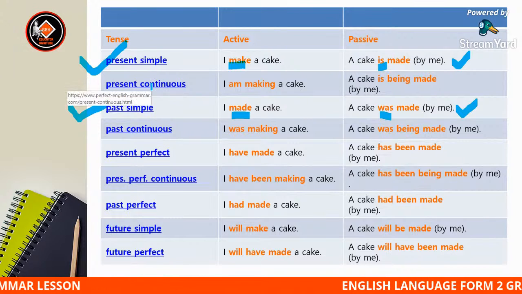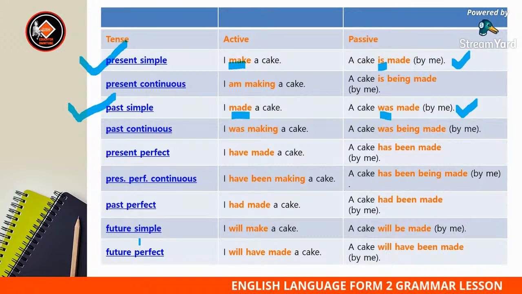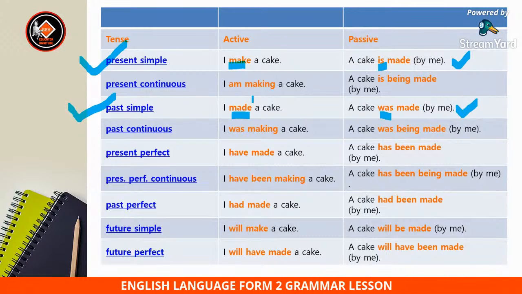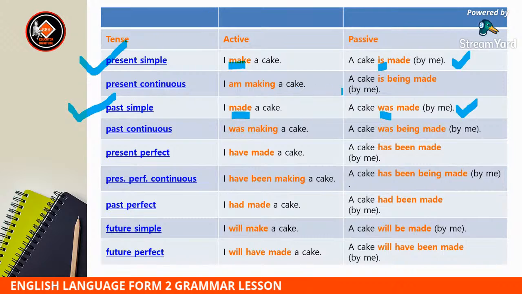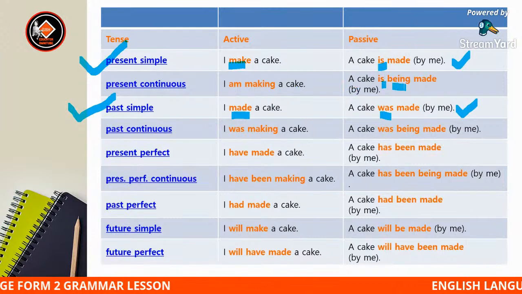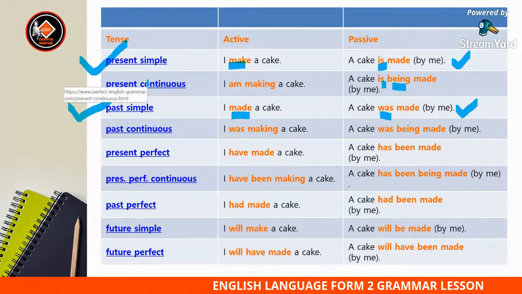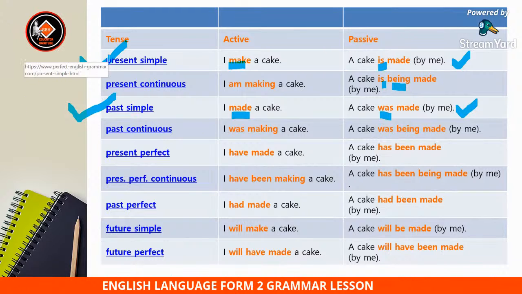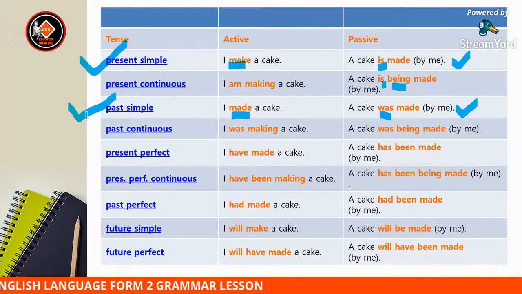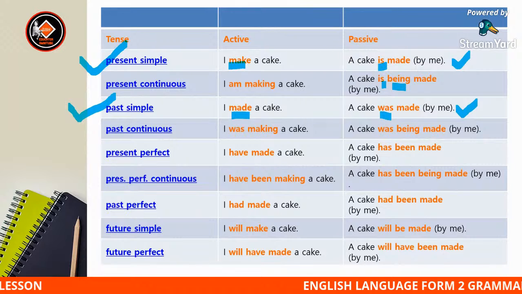But actually, this is not high level, okay? If you want to learn, you can learn this. Present continuous. I am making a cake. So a cake is being made by me. But I advise you to make sure that you can write present simple and past simple properly in the active sentence. Then you are good in your writing.